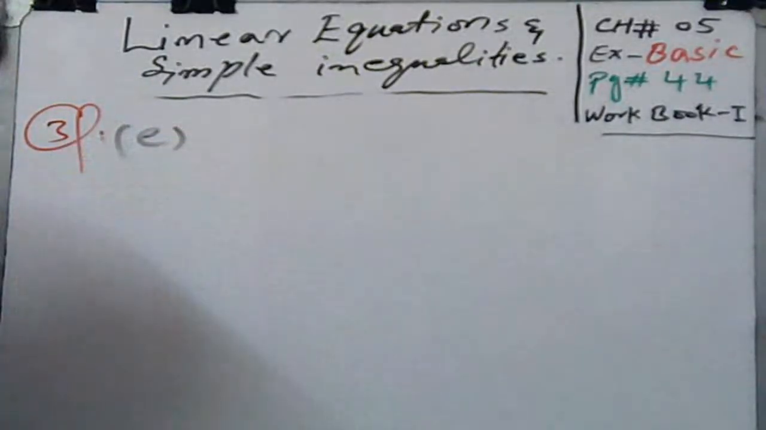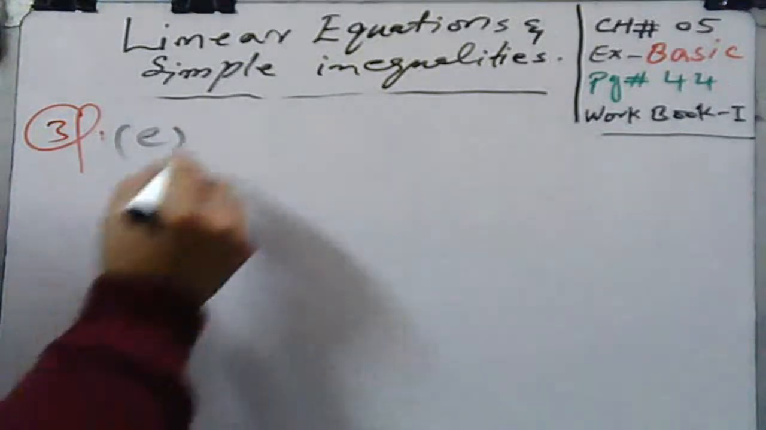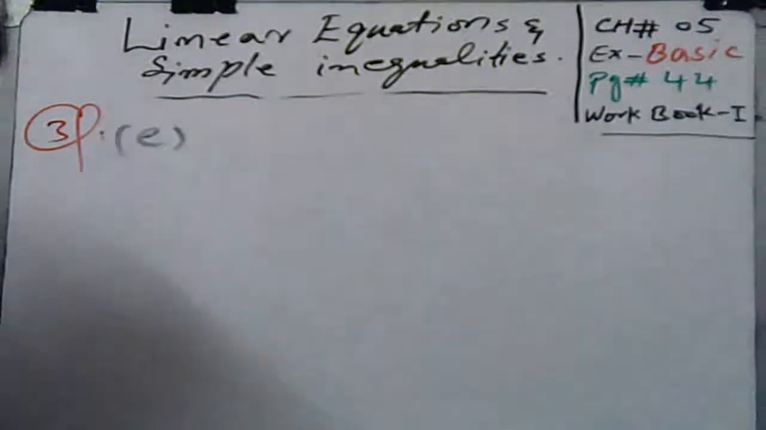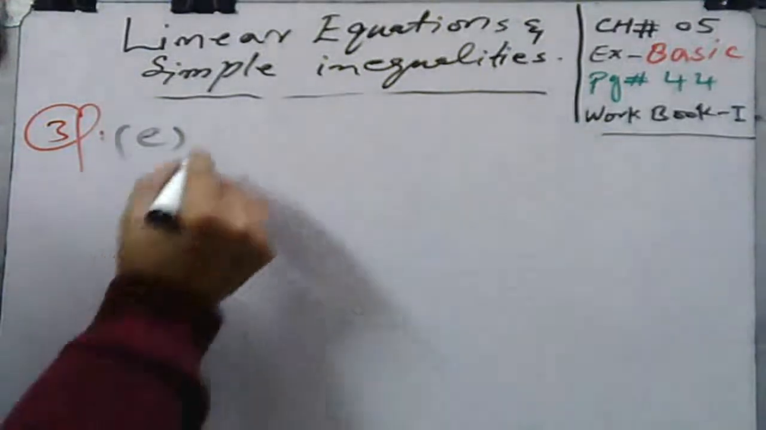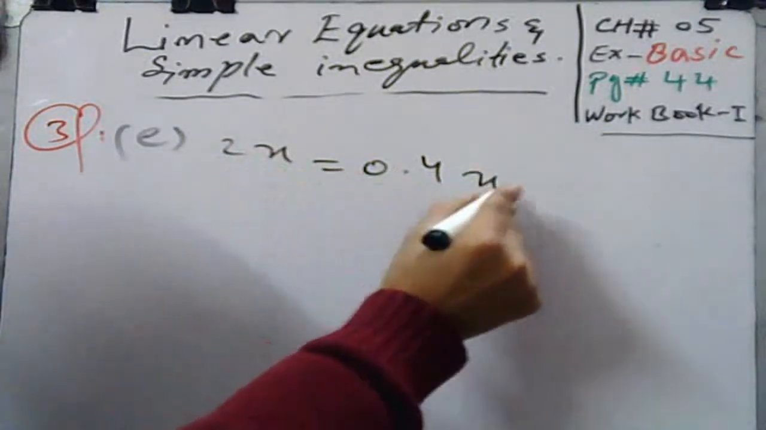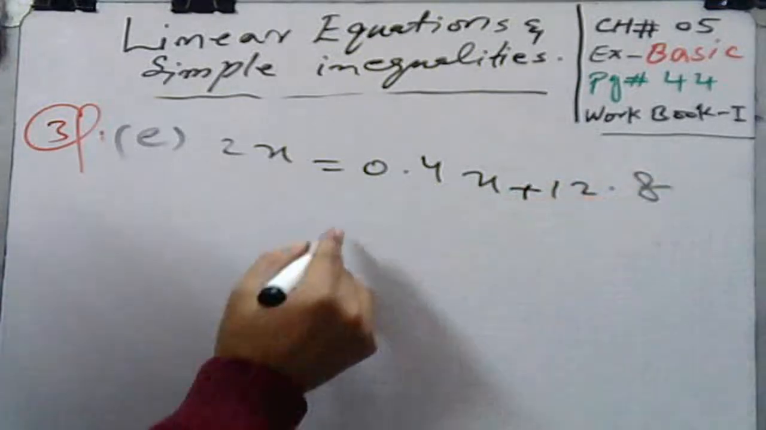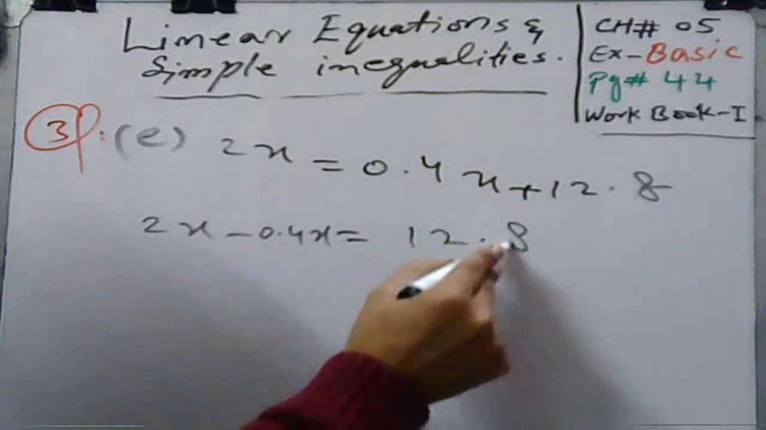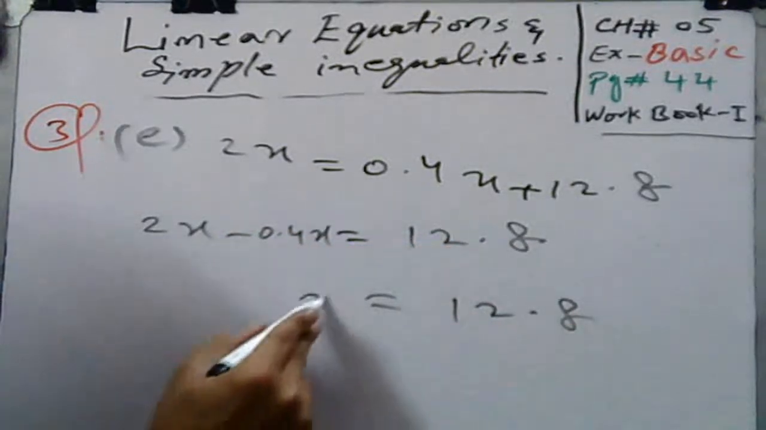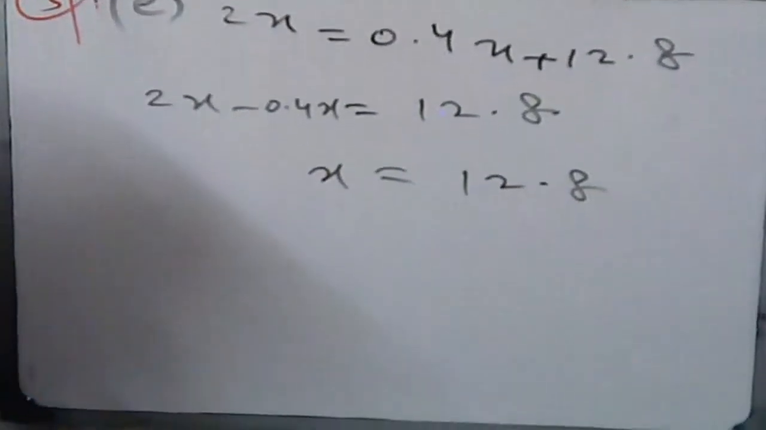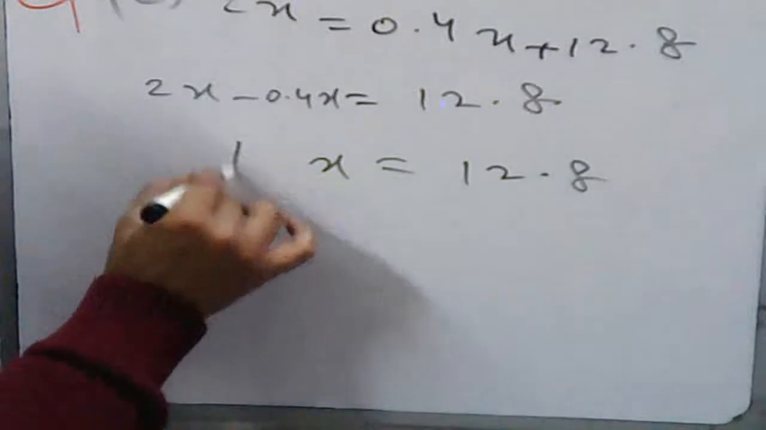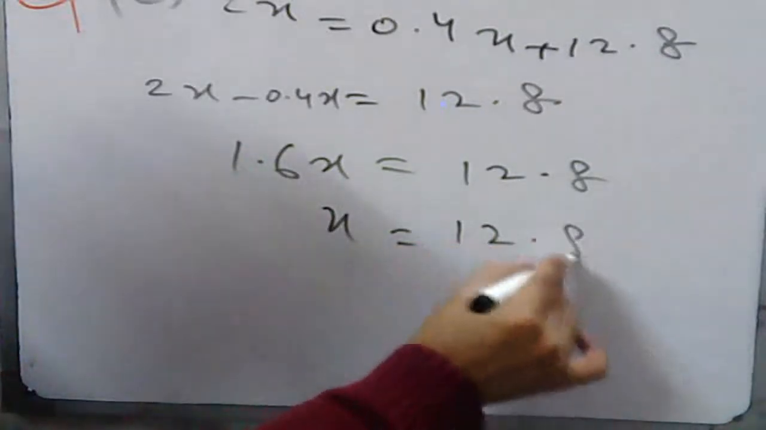In part E, as written in your book, 2x is equal to 0.4x plus 12.8. The constant term should be shifted to one side and the variable to the other. So subtract: 2x minus 0.4x, that is 2 minus 0.4, you will get 1.6x. So the value of x is found by dividing by 1.6.